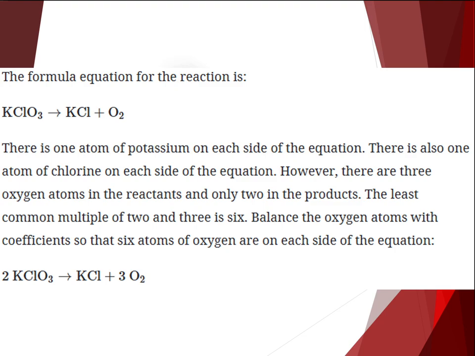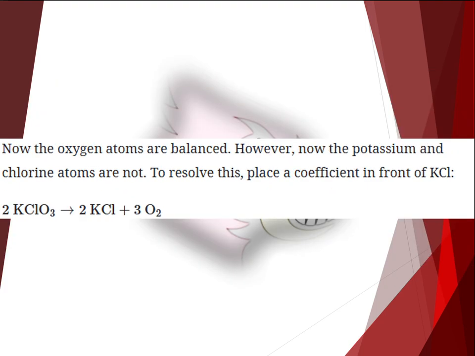We can balance the oxygen atoms with the coefficients so that 6 atoms of oxygen are on each side of the equation, leaving us with 2 KClO3 arrow KCl plus 3 O2s. So now that the oxygen atoms are balanced, however, the potassium and chlorine atoms are now not. To resolve this, we can simply place a coefficient in front of KCl, leaving us with a final answer of 2 KClO3 arrow 2 KCl plus 3 O2s.